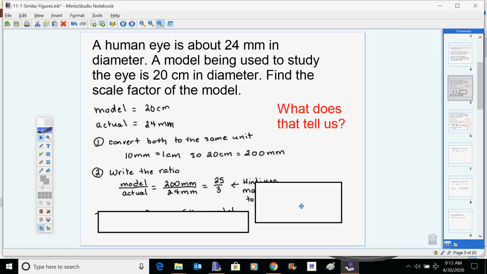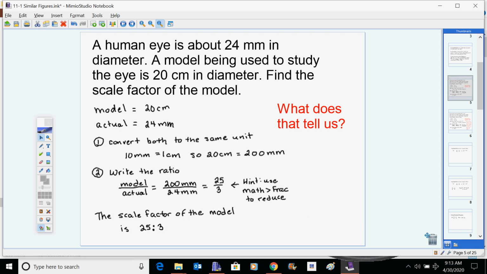Okay, 25 to 3 is our scale factor. 25 millimeters in the model is the same as every 3 millimeters in the actual amount. Okay, so our scale factor for our model, we could write it as 25 to 3, like this with the 2 dots, or you could write it as a fraction, 25 over 3. And when you enter it in the quiz or test, you can do it either way. That's just fine with me.